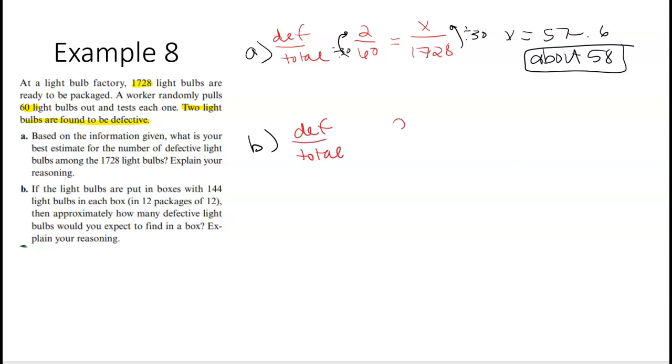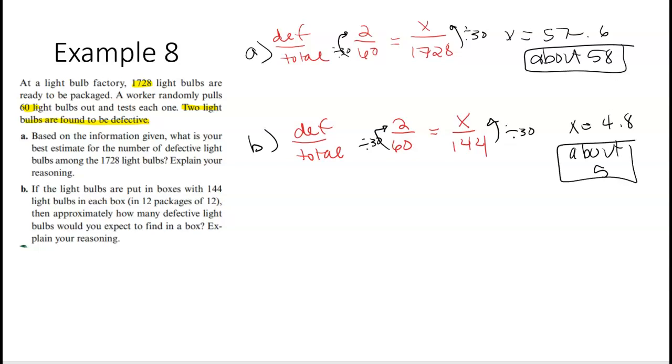We're just changing the total. We know that 2 out of 60 are defective. So how many out of that 144 will be defective? Well, I can do the same thing. I know that this needs to be divided by 30, so this needs to be divided by 30. So x equals 144 divided by 30 is 4.8, so we would say about 5. That's kind of a lot, in my opinion, of defective light bulbs in a package.